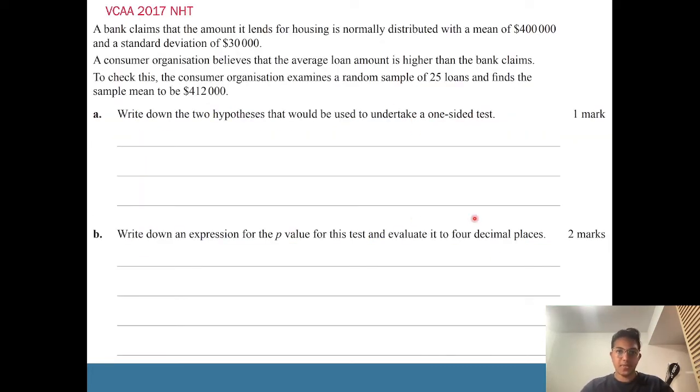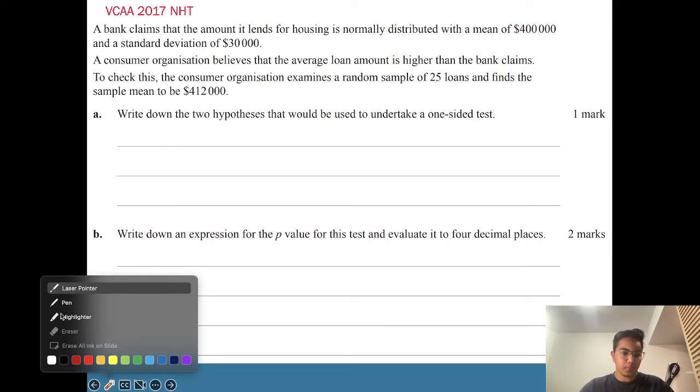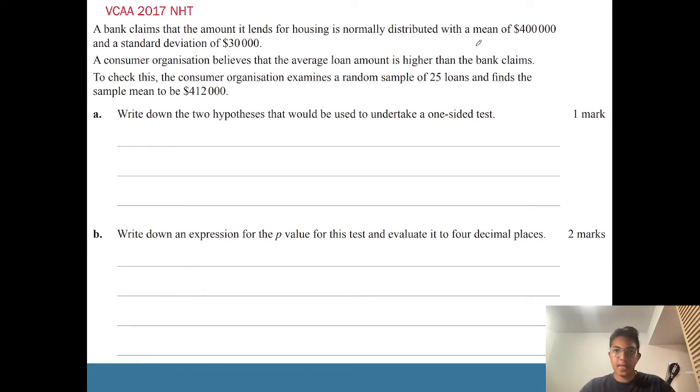This is a question from VCAA 2017. I'll give you guys a couple seconds to read through it and then we'll work through it together. All right, so the first bit again is to highlight the key bits of information. So we have a normally distributed random variable, and that is what the bank claims. It has a mean of 400,000 and a standard deviation of 30,000. So an organization believes that the average loan amount is higher than the bank claims.